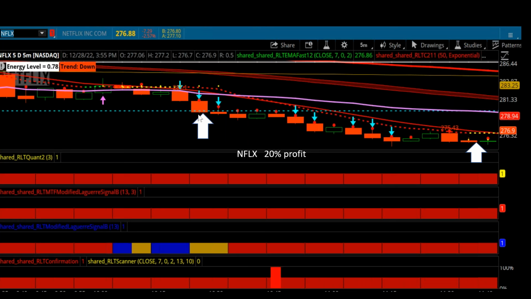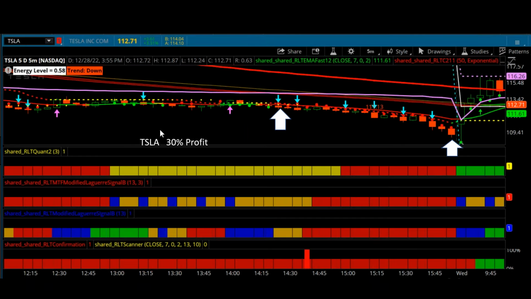Netflix, nice 20% profit right here. Again, you can see the selling. Went blue to yellow, so we took it. Everything else was red. Nice 20% profit. Didn't really drop down a lot, but a decent profit in Netflix.